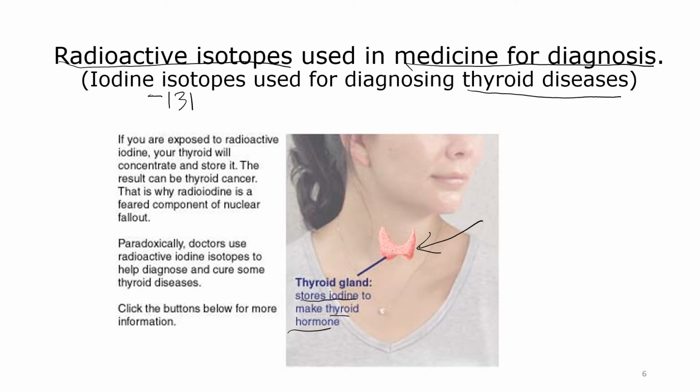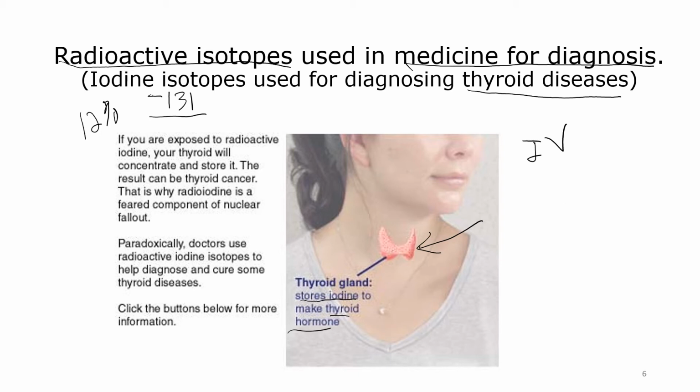So what they can do is administer by IV, intravenously inject, a solution that contains iodine-131, which is a radioactive isotope. And then your thyroid will absorb that iodine-131. Normally, if your thyroid is operating properly, it absorbs about 12% of the iodine-131 that's administered. But you can determine if your thyroid is overactive or underactive if it absorbs more or less of the iodine-131.